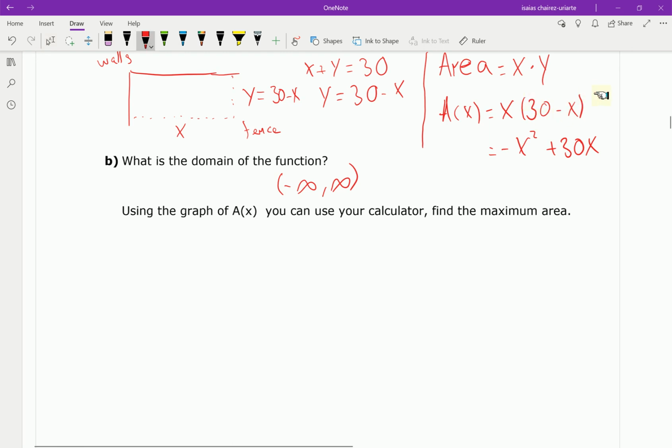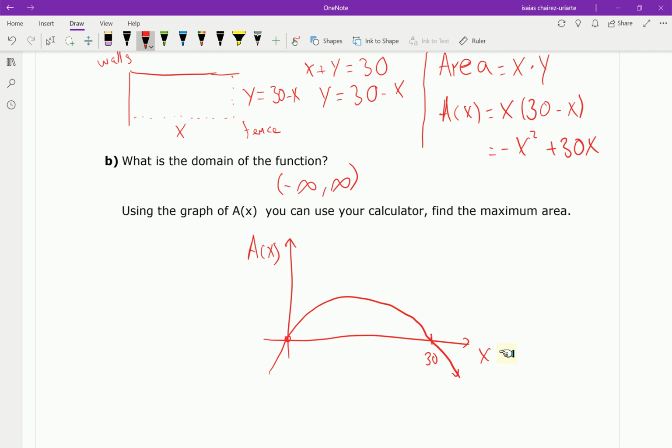So I don't really need a calculator to figure this out. Just a little bit of analysis tells me that I have these x-intercepts, and my parabola looks something like that. Right now, I'm supposed to find the maximum area. This is x. Remember, x is the length. And my y coordinate over here, this is A of x. This is the area. So my area depends on the length of my rectangle.